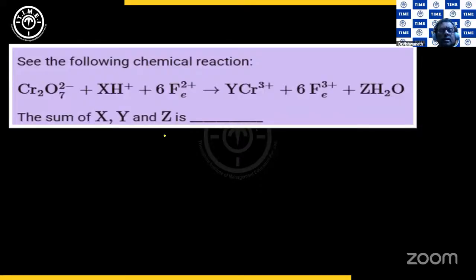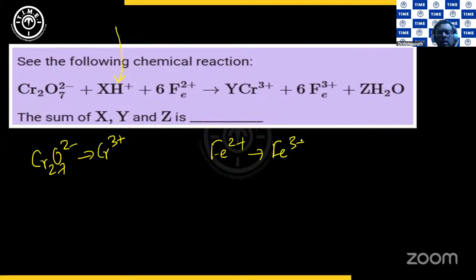Now in this, there is an acidic medium here. H plus is there. So again, the oxidation number method. Cr2O7 2 minus turning into Cr3 plus. Then Fe2 plus turning into Fe3 plus. That is all we need to look at. Water and H plus, they are part of the medium. So don't worry about them.